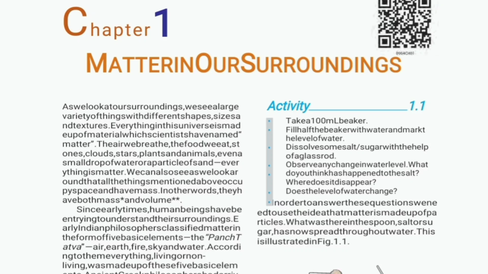Activity 1.1. Take a 100 milliliters beaker. Fill half the beaker with water and mark the level of water. Dissolve some salt/sugar with the help of a glass rod. Observe any change in water level. What do you think has happened to the salt? Where does it disappear? Does the level of water change?